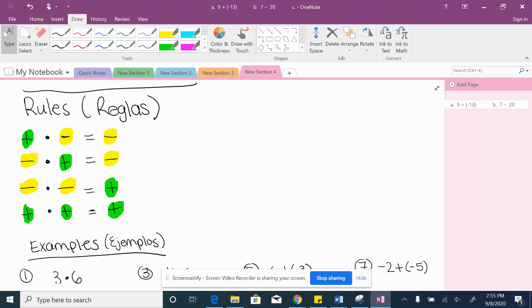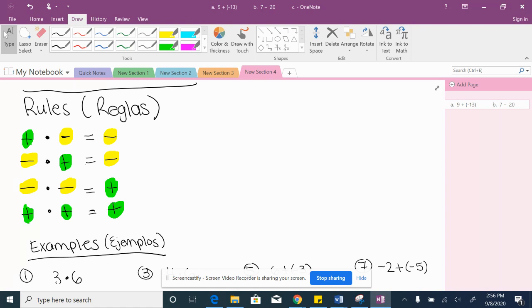Negative times negative is positive. Negativo por negativo son positivo. Positive times positive equals positive. Positivo por positivo es igual a positivo.